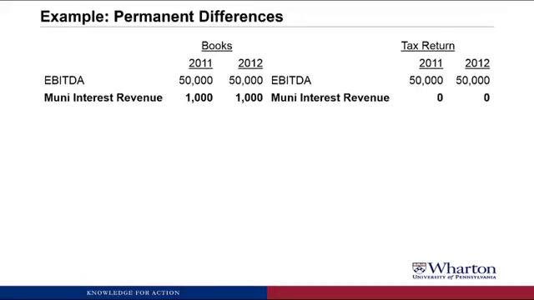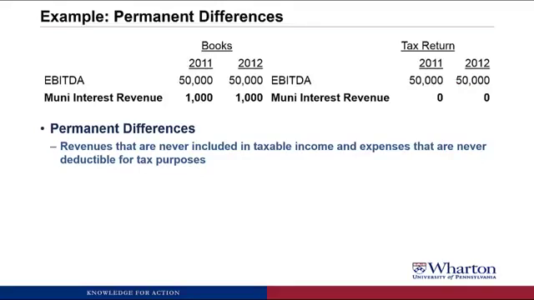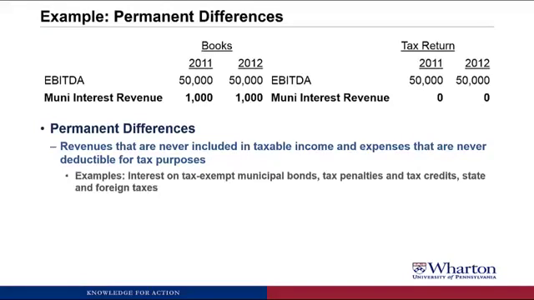So let's say the company has municipal bond interest revenue. That interest revenue goes on the financial statements. It goes on the books as $1,000 of revenue in 2011 and 2012. For the tax return, municipal bond interest revenue is tax exempt. It doesn't count, so it doesn't go on the tax return at all. This is going to create a permanent difference. A permanent difference would be revenues that are never included in taxable income, or they could be expenses that are never deductible for tax purposes. Keyword here is never. So it shows up on the books, but it never shows up on the tax return.